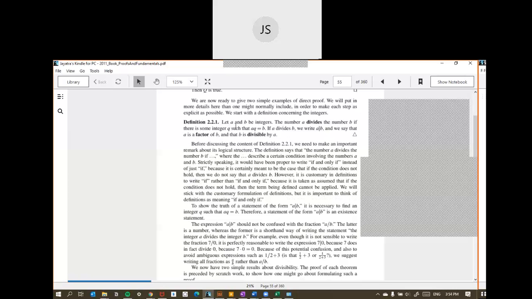Let's look at the next definition. Let A and B be integers. The number A divides the number B if there is some integer Q such that AQ is equal to B. If A divides B, we write it like this, and we read it A divides B, of course. And we can also say that A is a factor of B and B is divisible by A.